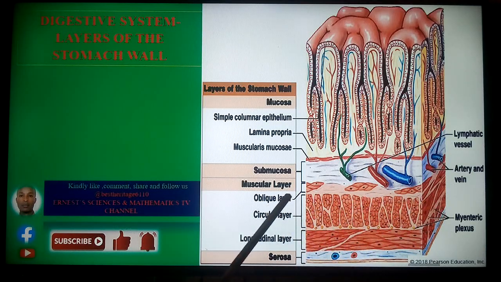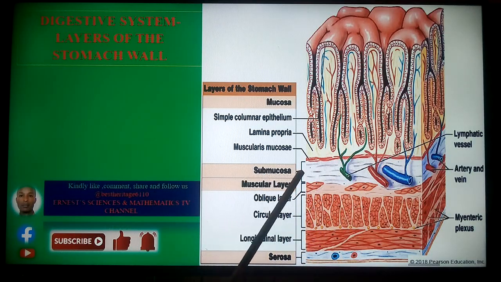And then we're going to have the oblique layer, which is a muscular layer at this point, consisting of these particular cells, which I'm showing. Of course, we're going to see the nature or the major plan of the smooth muscles in an exclusive video, and that's going to assist us on how these smooth muscles act in order to ensure this process of contraction.